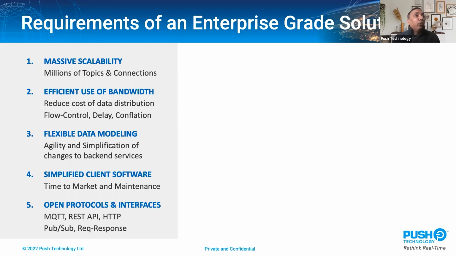Second, efficient use of bandwidth is required during distribution, because then you need to reduce the cost of data distribution. This should include flow control, delay, and conflation. A lot of requirements and features will enable this efficient use of bandwidth.